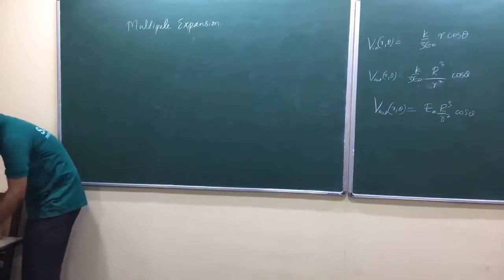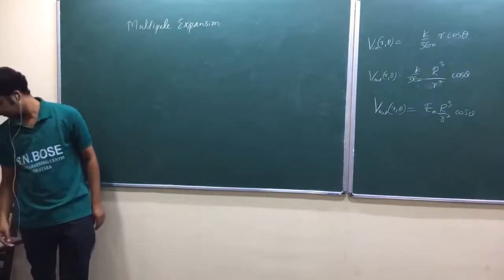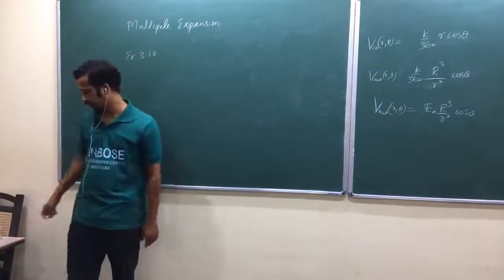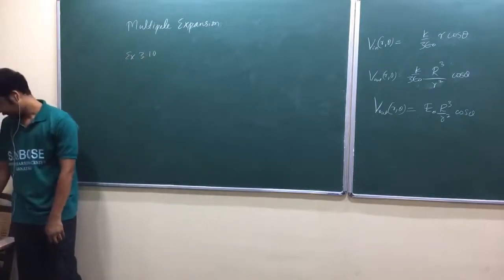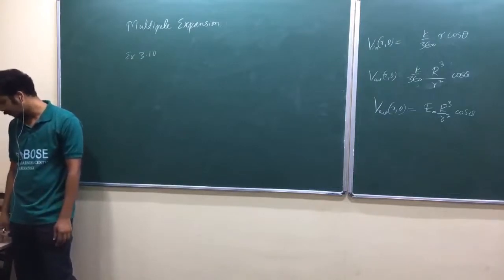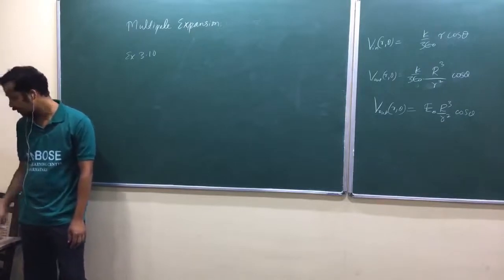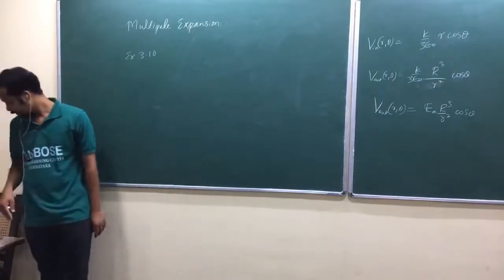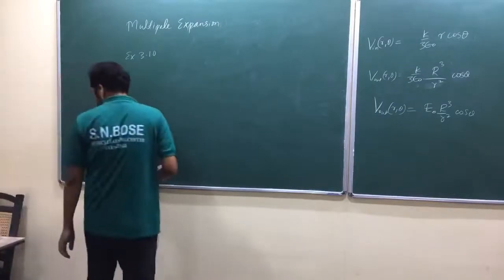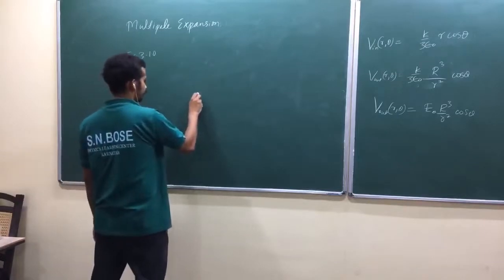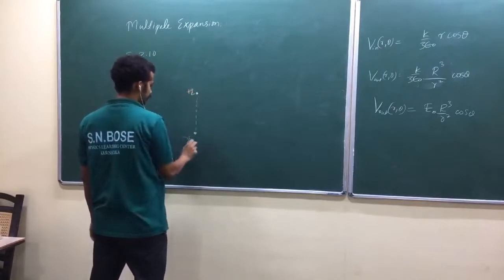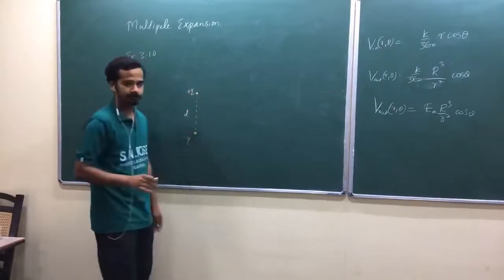Yeah, let us do one example here. Example number 3.10. Then we shall move on to the actual multiple expansion. Now, he has taken a physical electric dipole consisting of equal and opposite charges separated by a distance d. So find the approximate potential at a far distance from the dipole. Let me just take the dipole like this: plus q, minus q, they are separated by a distance d.